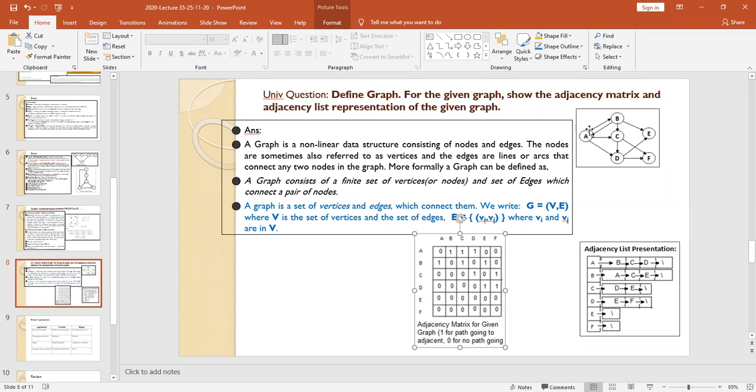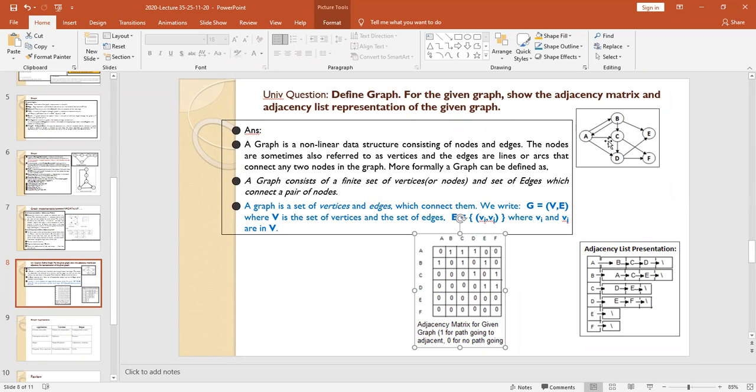So how many nodes are there? Kindly see A, B, C, D, E, F. So put all A, B, C, D, E, F in the manner. So first A to A, there is nothing, 0. A to B, there is a path, so put it as 1. A to C, there is a path, put 1. A to D, there is a path, put 1. A to E and F are not connected. Next you come for the B. B to A, you put 1. B to B, 0. B to C, 1. B to D, nothing. B to E, it's there. B to F, nothing.